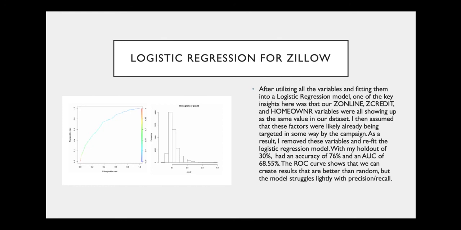Basically, I realized that the online credit and homeowner variables were showing up multiple times. And I assumed that these factors were already being targeted by the campaign, because remember, there were campaigns in this Kaggle data. So I ended up removing these variables and refitting the logistic model and had an accuracy of 76%. And the ROC curve shows that we can create results that are slightly better than random.